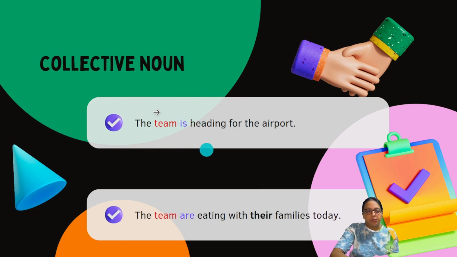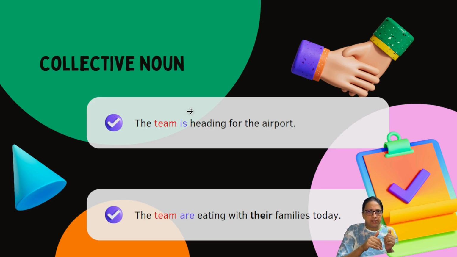Look at this example. The team is heading for the airport. What do we mean here? The team has members. So here we are not referring to them separately. We are not individually treating them. We are talking about them as a whole, the entire team. What is the team doing? The team is heading for the airport. Therefore, we have taken a singular verb because collective nouns in general take singular verbs.